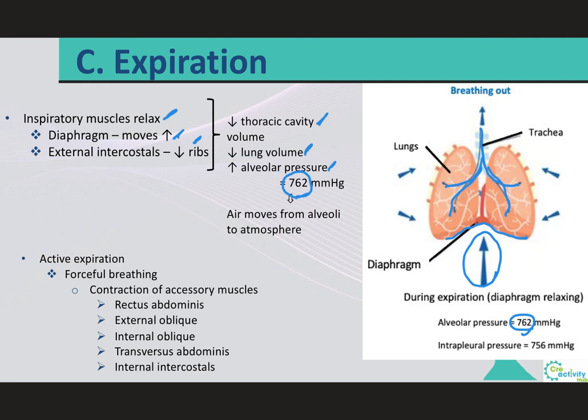However, expiration becomes active only during forceful breathing. And this occurs while playing, for example, a wind instrument or doing exercise. And the muscles that will help with this forced expiration are what we call the accessory muscles. And they are listed here. We have the rectus abdominis, the external and internal obliques, the transversus abdominis, and the internal intercostals. So let's look at them on the next slide.